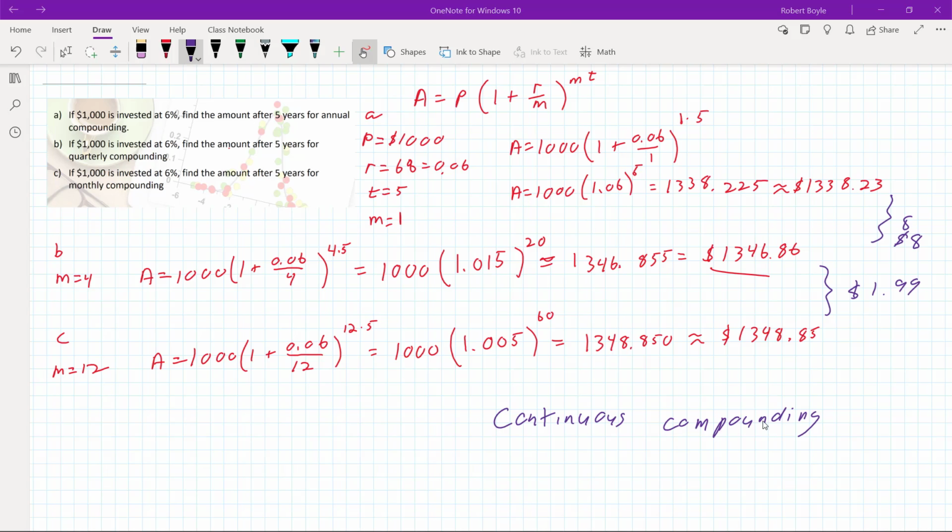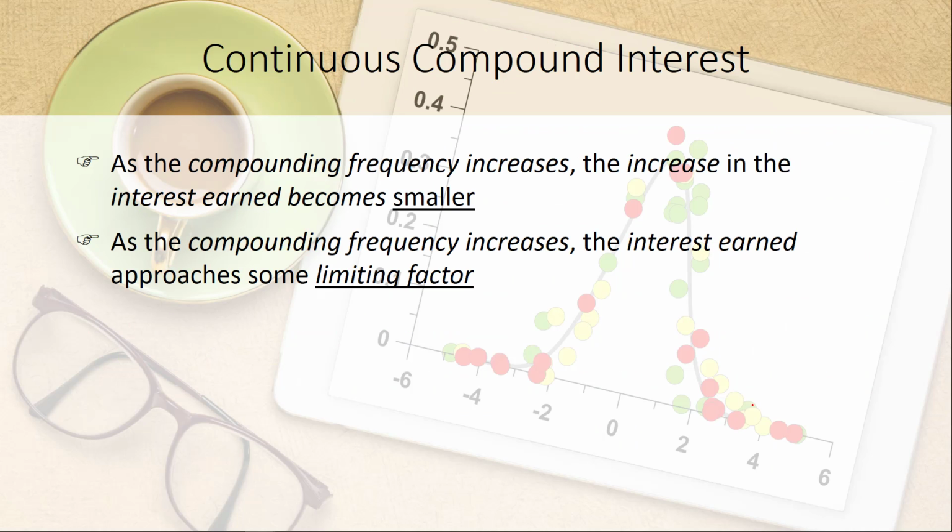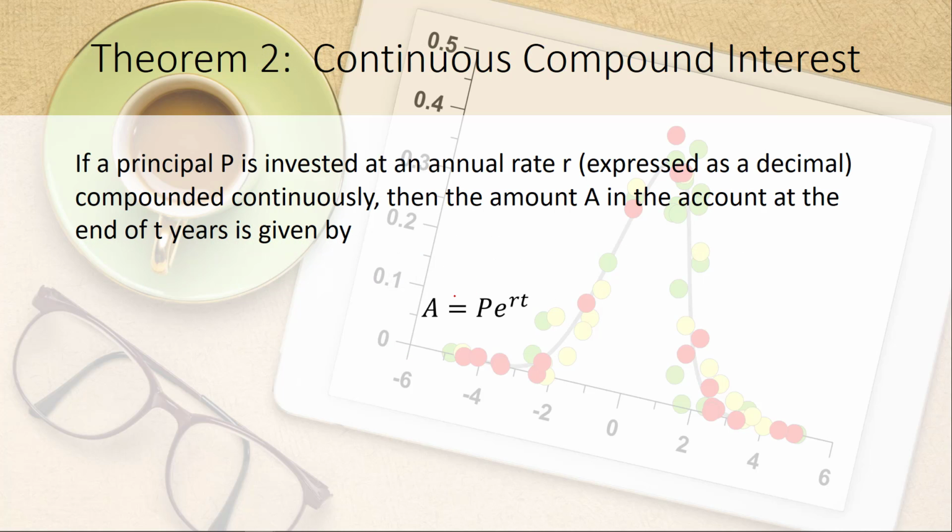And let's talk about that. Okay, continuous compounding, and as we mentioned before, as the compounding frequency increases, the interest earned becomes smaller and smaller, and it approaches some limiting value. What is that value? This is the equation that determines the value. This is what we call continuous compound interest. And here, if P is invested at an annual rate R for T years, then the amount that you're going to earn is going to be equal to P times E raised to the RT power. So this is continuous compounding.